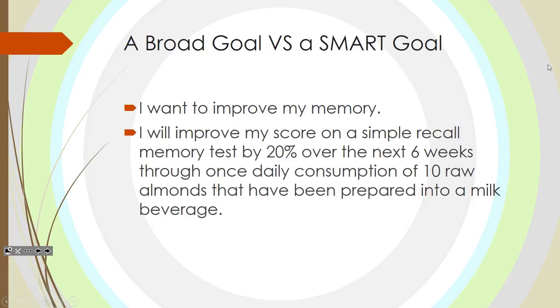Another example would be I want to improve my memory. So a SMART goal could be I will improve my score in a simple recall memory test by 20% over the next 6 weeks through once daily consumption of 10 raw almonds that have been prepared into a milk beverage. So I came up with that goal, and what I did was search home remedies for improving memory, and raw almonds came up. So that could be a way that you find something like that. And so when you're doing your literature review, you're going to want to look into the literature behind the health benefits of almonds and that kind of thing. So that's a SMART goal.